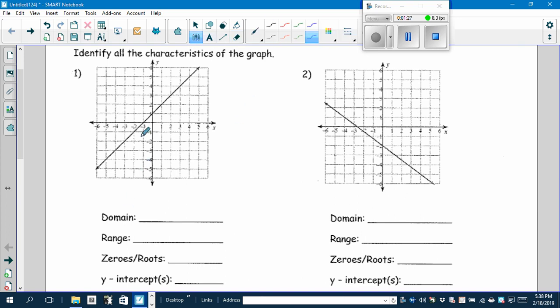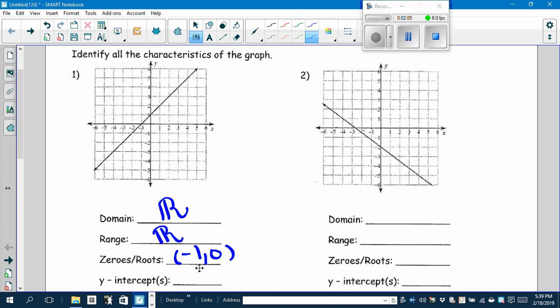Okay, what you're going to see is this is a line. Remember that all lines that are neither horizontal or vertical all have a domain of all real numbers and a range of all real numbers. Okay, all right. And the zeros are the x-intercepts. So right here, this is a zero right here at (-1, 0). Okay. And your y-intercept is where it crosses the y-axis, which is (0, 1). So this kind of covers a lot of things. So I just wanted to kind of make sure you guys were okay with this.